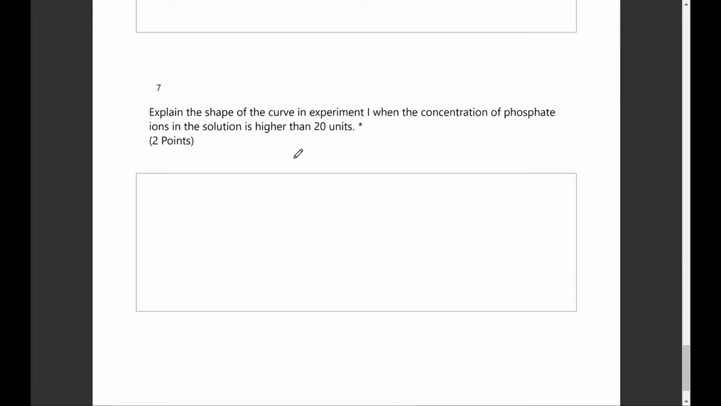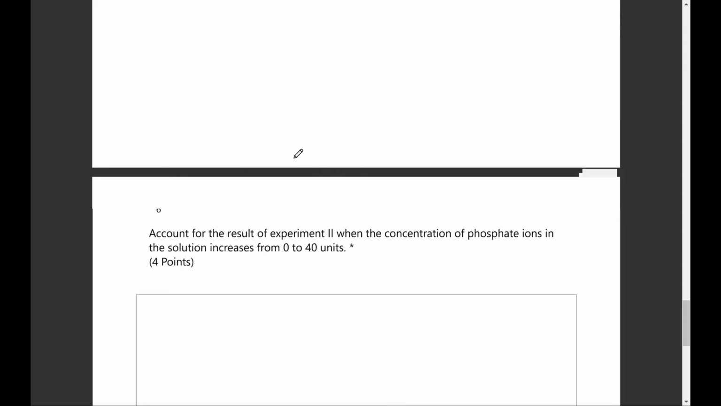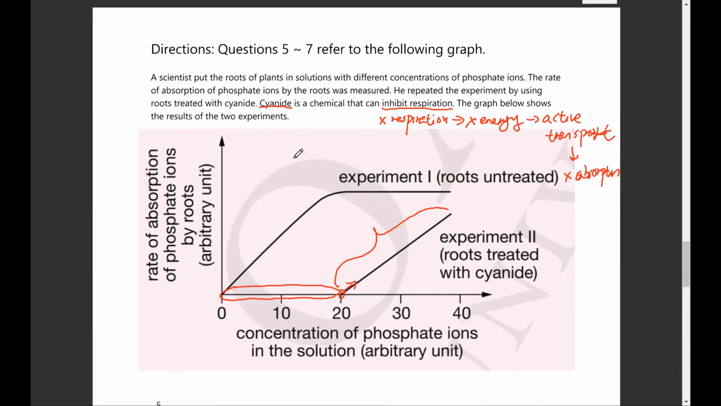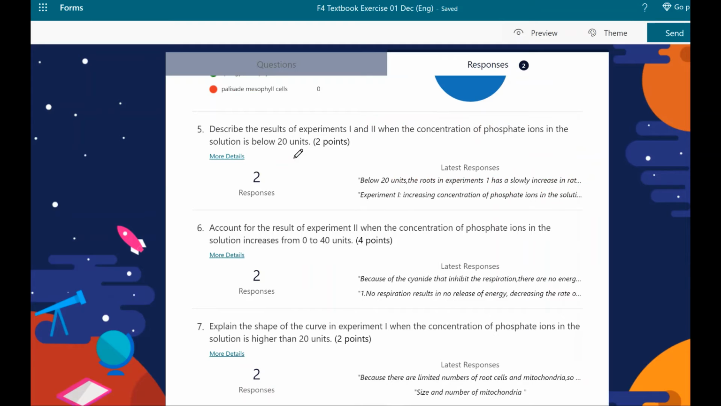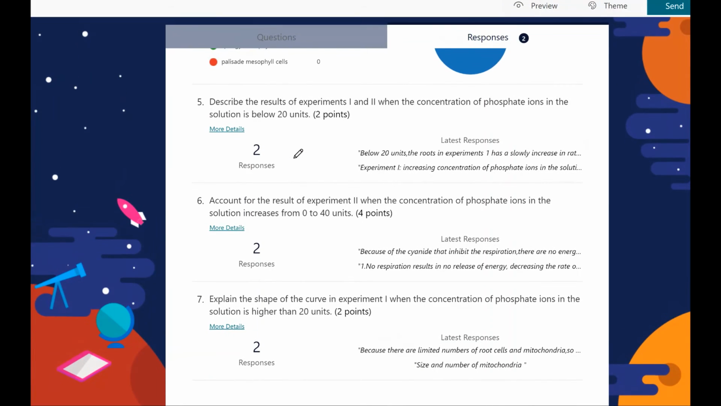Then the last question. Explain the shape of the curve in experiment 1 when the concentration of phosphate ions in the solution is higher than 20 units. So, the curve in experiment 1, higher than 20 units of concentration of ions. Explaining here why the concentration keeps increasing but the absorption rate remains constant. So for this question, you can just give me some limiting factors. You may give me 2 limiting factors or give me 1 and explain that.